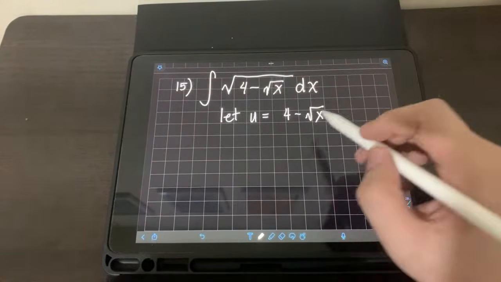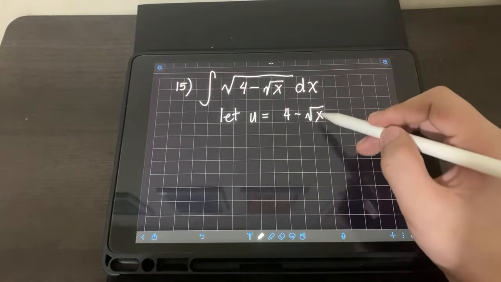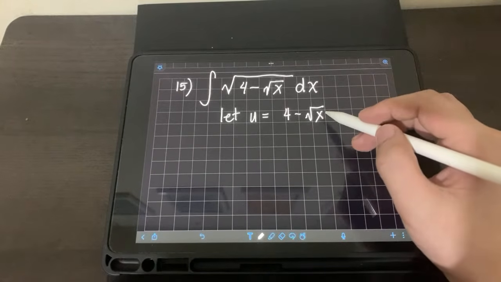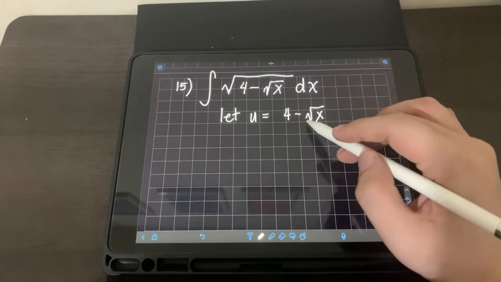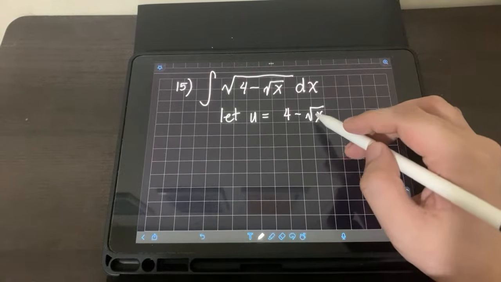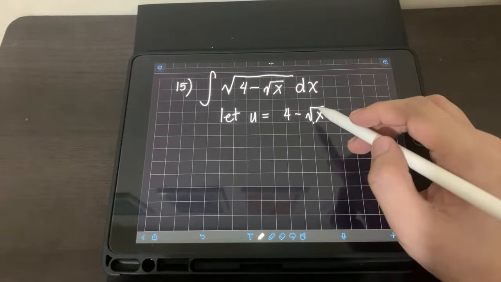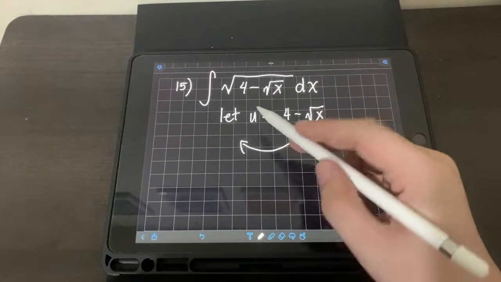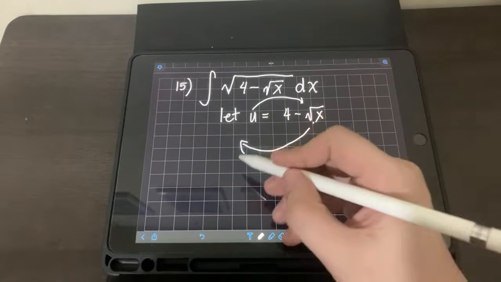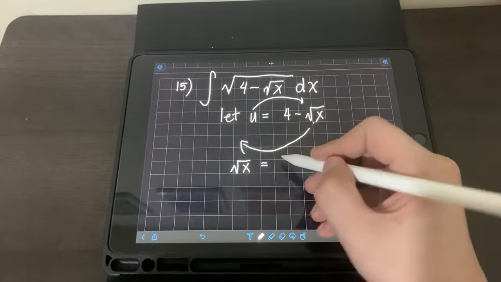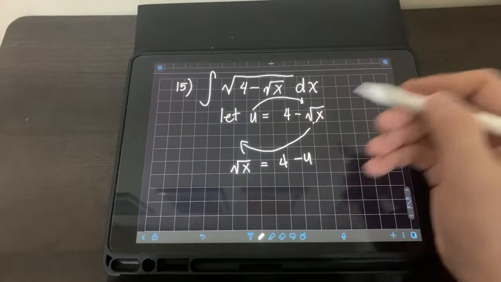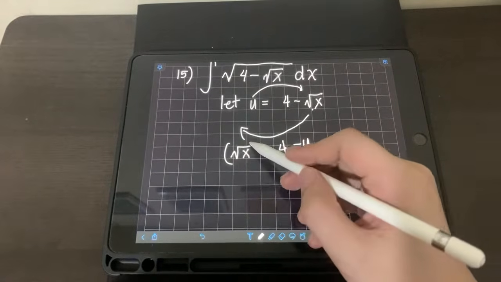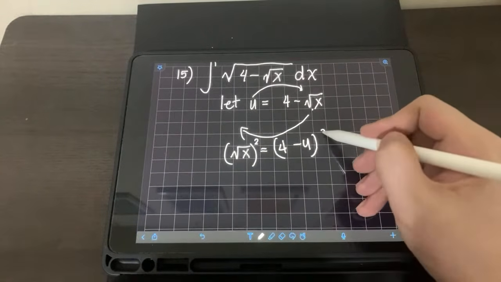Okay? And then, again, you will have a complicated derivative if you have square root of x, right? So, what we can do here is solve for x in terms of u. Let's manipulate the equation. If I transpose this square root of x to the left and this u to the right, I will have positive square root of x is equal to 4 minus u. Okay? And then, to eliminate the square root of x, we can square both sides.